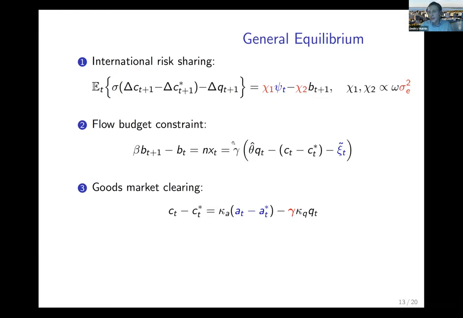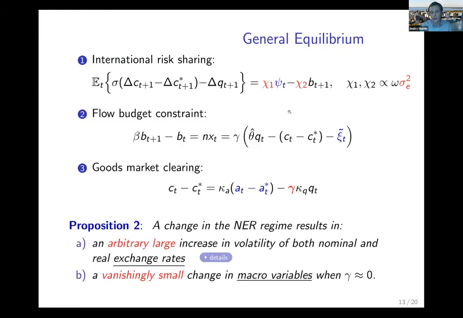The other two conditions are exactly the same as before. We still have the country's budget constraint. We still have goods market clearing, which is very simple since the prices are flexible. So you can see that the only place in which monetary policy enters this equilibrium system is the first equation, through the volatility of the nominal exchange rate. And so our key positive result is that a switch from peg to float can generate an arbitrarily large change in the volatility of nominal and real exchange rates. At the same time, it generates vanishingly small volatility in other macro variables as long as economies are relatively closed.